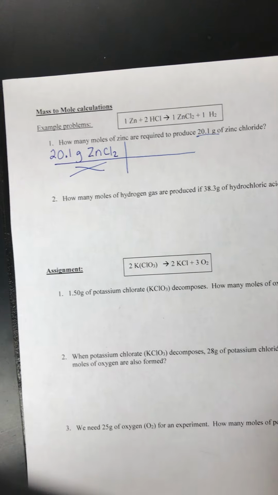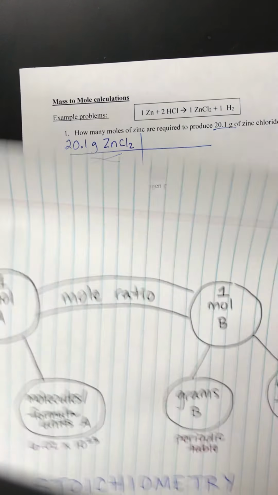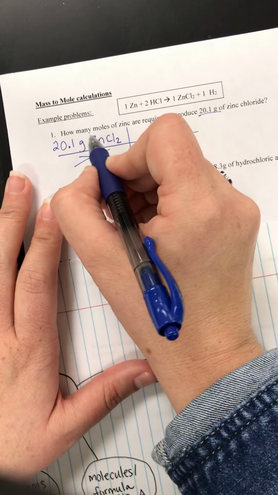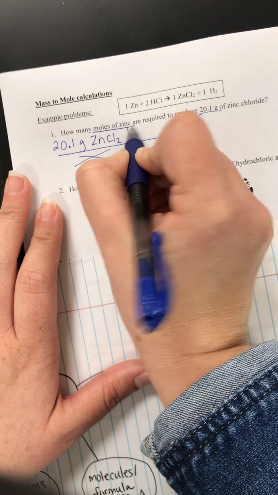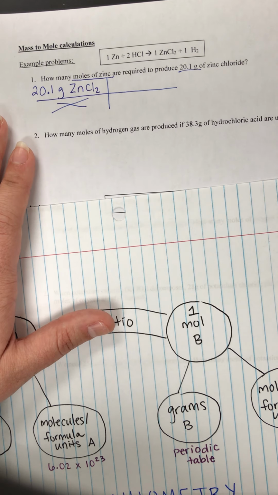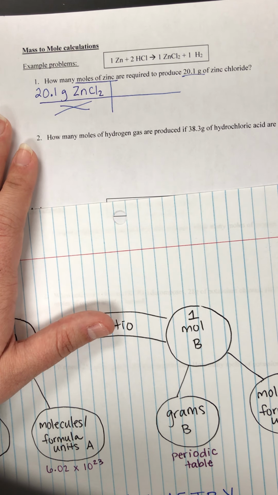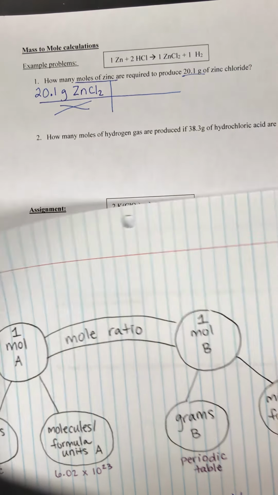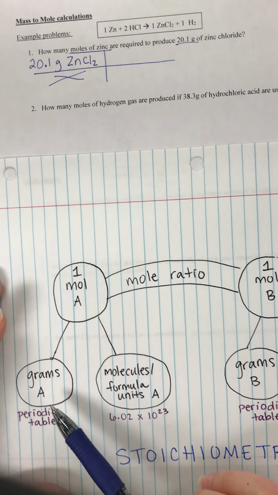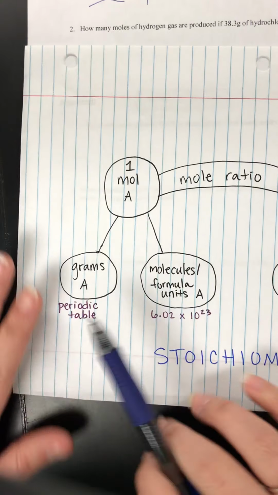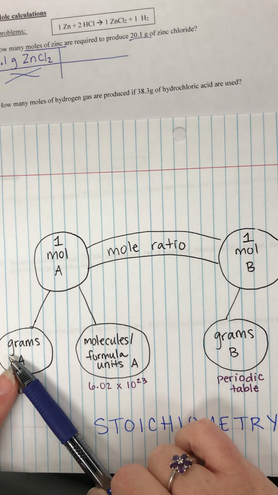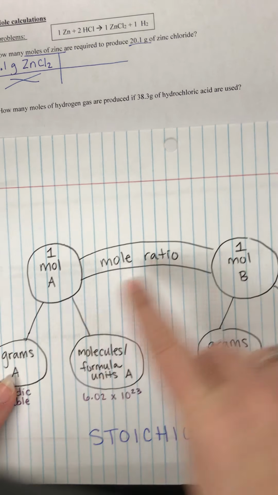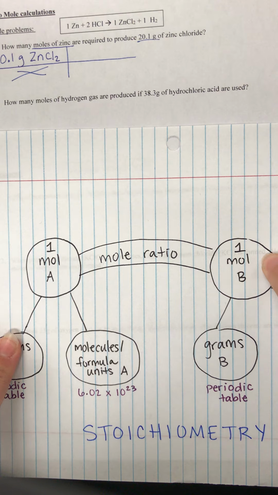Same as before. Okay, so looking back at your little map, this time we're starting with grams and we're trying to go to moles of zinc. So that is a different substance, okay? We're starting with grams of zinc chloride, and we're trying to go to moles of zinc. So we have grams of substance A, and we're trying to get to moles of a new thing. So grams of A to moles of B is where we're trying to go, here to here.